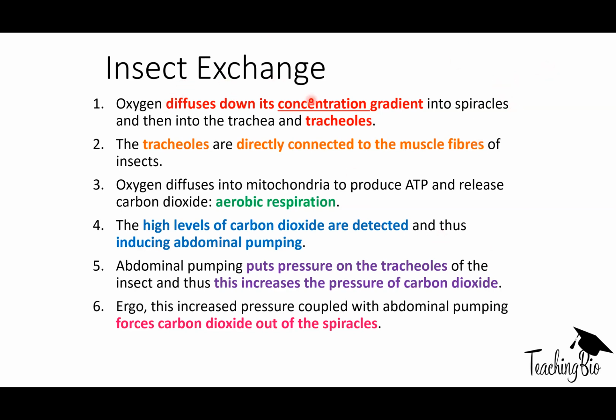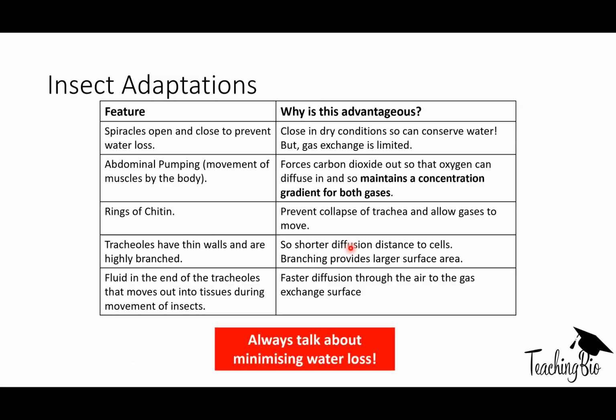So oxygen enters by concentration gradient and carbon dioxide leaves by a pressure gradient. Okay, so carbon dioxide out, down its pressure gradient. So very important to remember that oxygen entry is concentration, but carbon dioxide exit is pressure in insects.